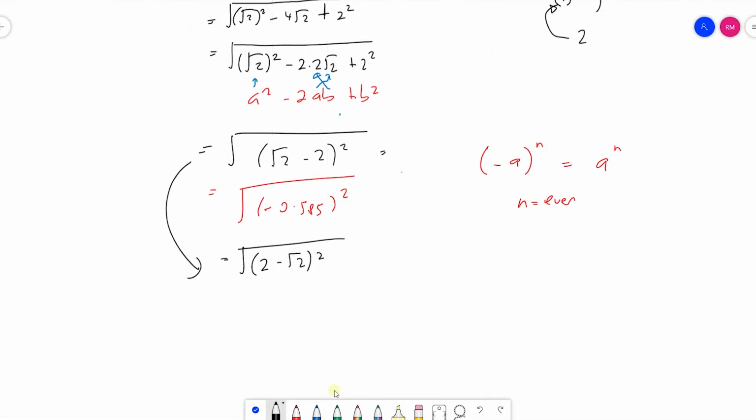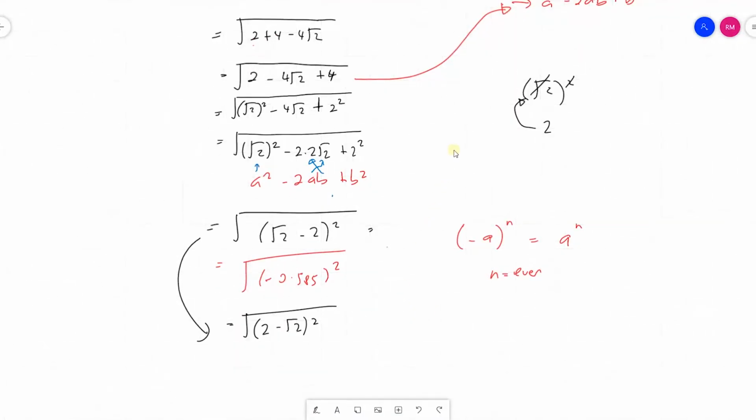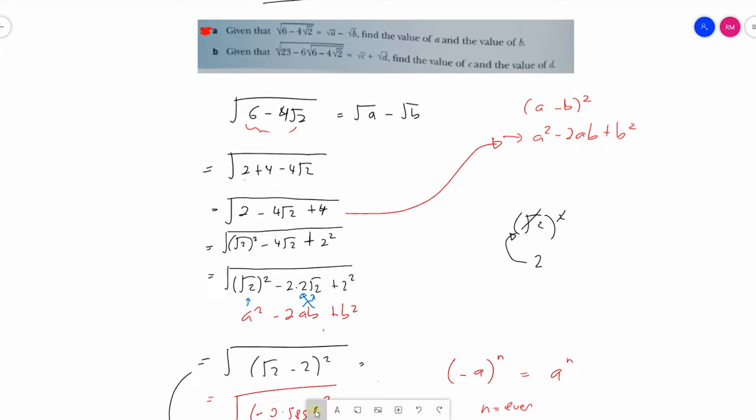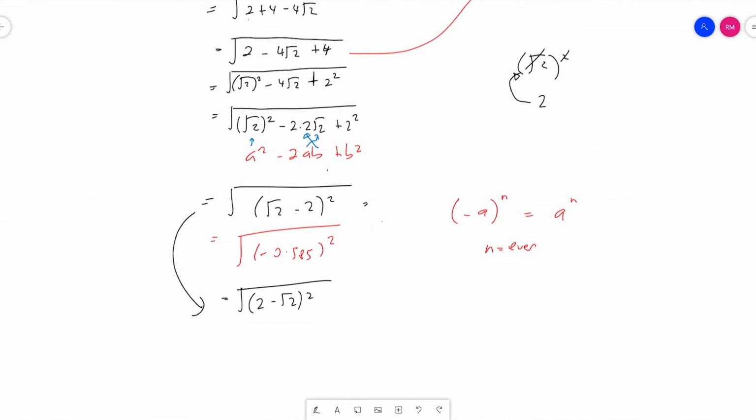Once we manage to swap the position, maybe some of you will be asking, why can't we just leave it like that? Why do we need to swap the position? Try to solve this using your calculator and see what answer you get. So 6 minus 4 surd 2, and if you square root it, the answer is positive 0.585. If you try to cancel off the square root and square straight away without simplifying, you'll get the answer in negative form, surd 2 minus 2.